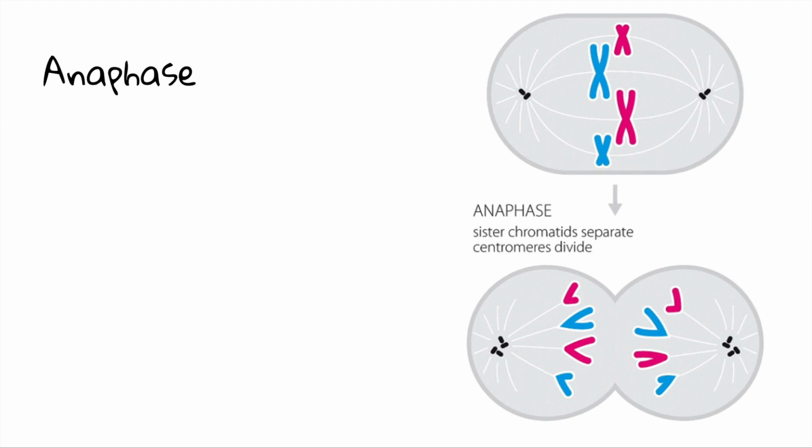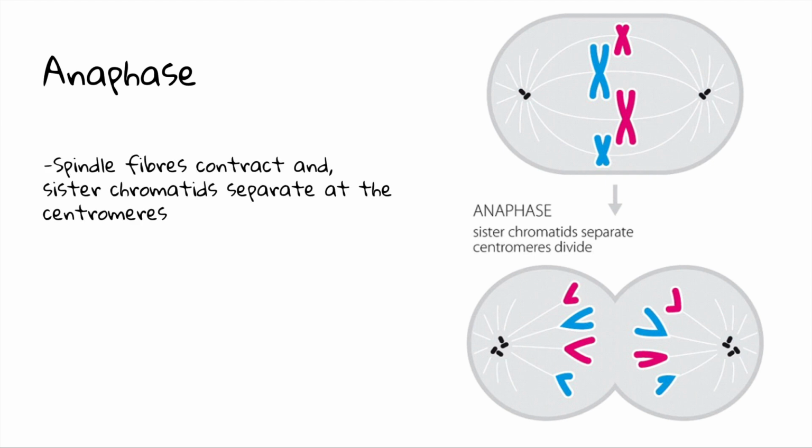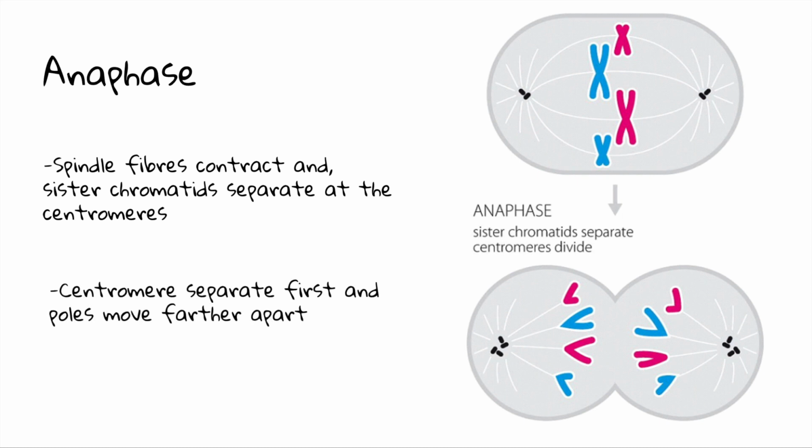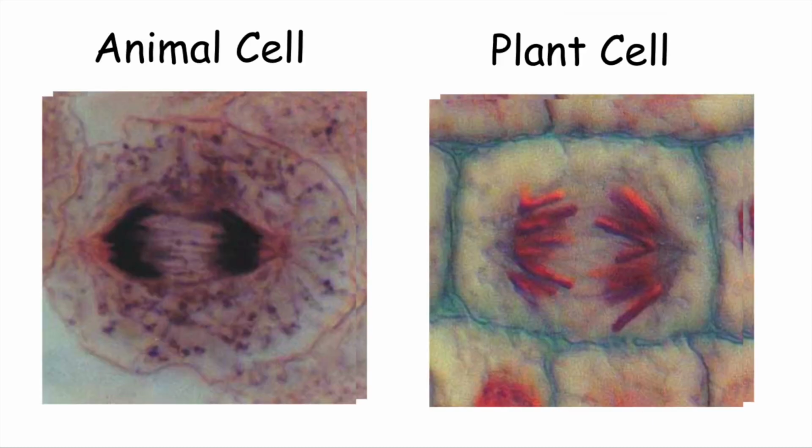Third phase is anaphase. So each centromere divides, allowing the pairs of sister chromatids to separate. The spindle fibers contract and the sister chromatids separate. The spindle microtubules pull them rapidly towards the poles of the cell. So here we can see an animal cell and a plant cell which are currently in anaphase, and we can see this because spindle fibers are pulling the chromosomes to opposite poles of the cell.